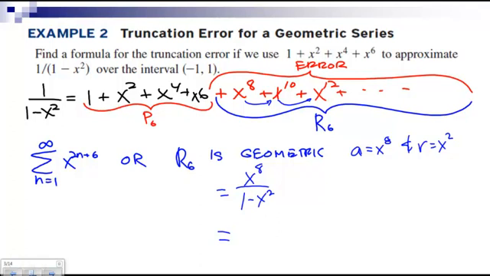Now, what happens if you do 0.9999 to the 8th divided by 1 minus 0.9999 squared? What kind of number do you think you get out of there? Something like 4,000 something. 997. No, 96. Are you sure?